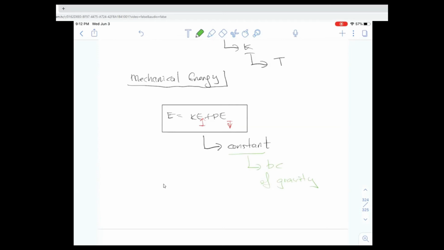What's another conservative force that you guys have seen? The second conservative force you've seen was, remember the last one, the spring force. Spring force. You guys have 5 points. Absolutely, the restoring force is a conservative force, which means that the mechanical energy is conserved. By definition, any force that conserves mechanical energy is a conservative force. Gravity is a conservative force.